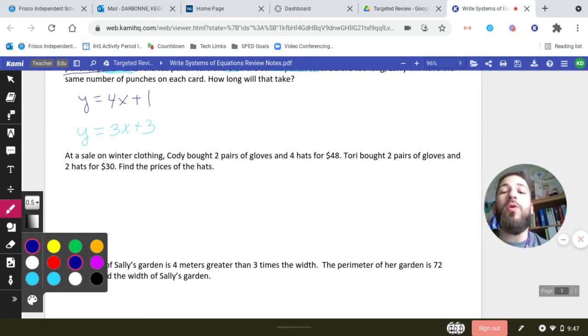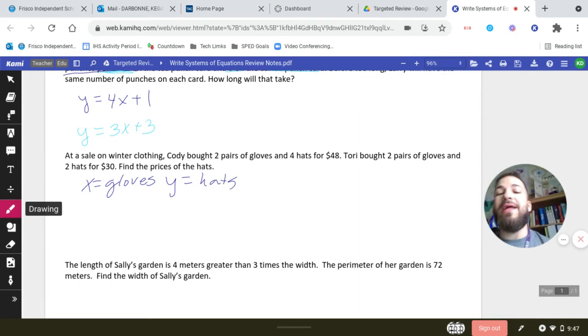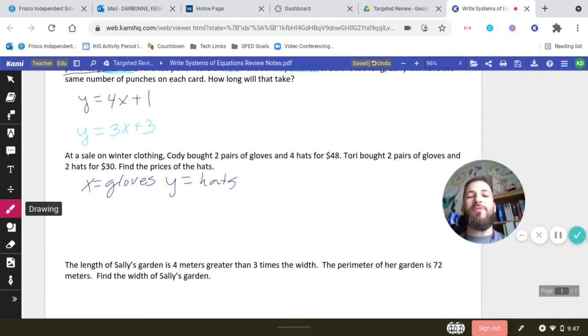So let's just go in order in the problem. So x will be gloves. And that makes y equal to hats. And then I take each sentence, each statement, and that's what I write an equation for.